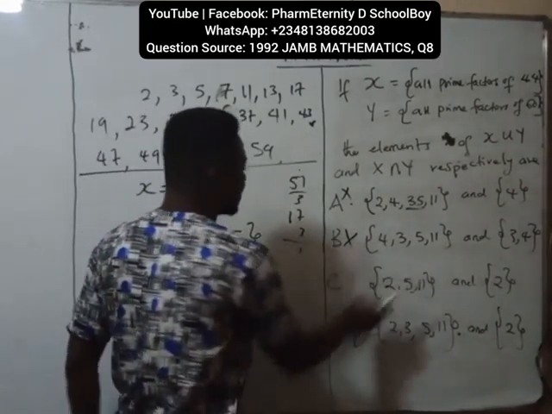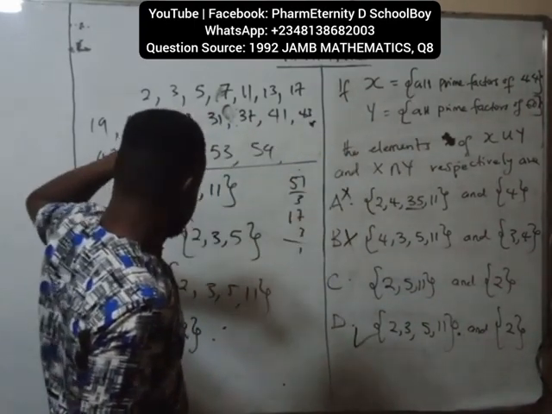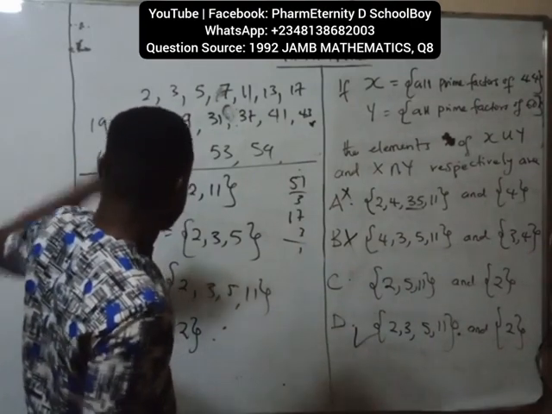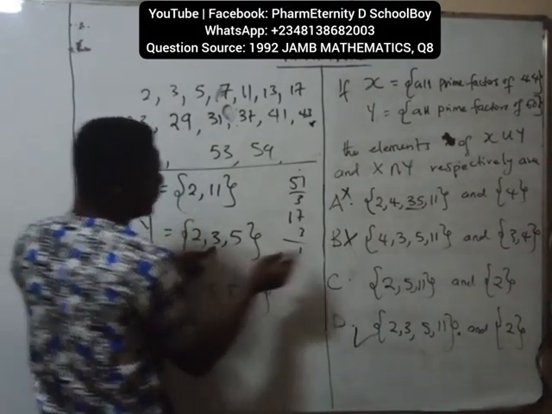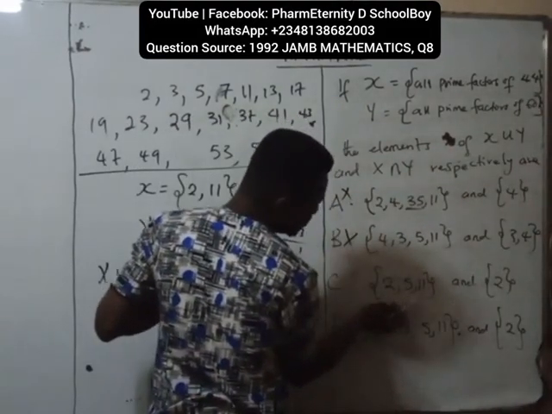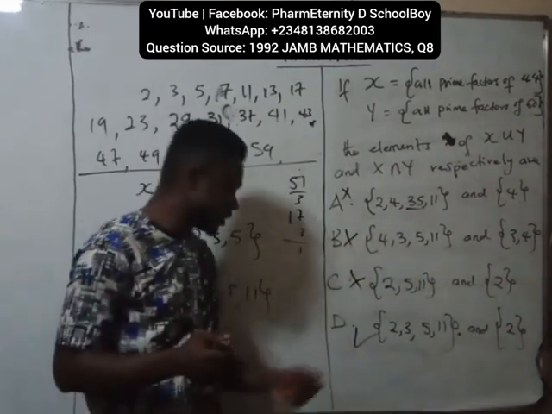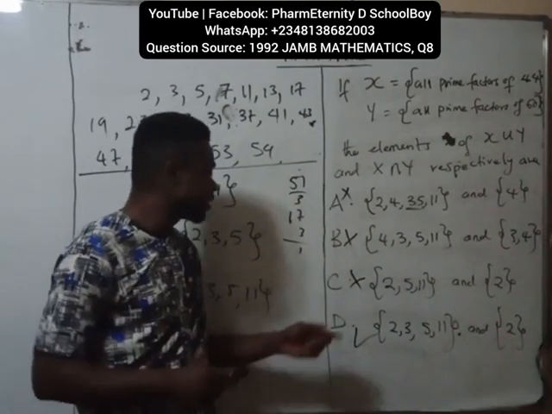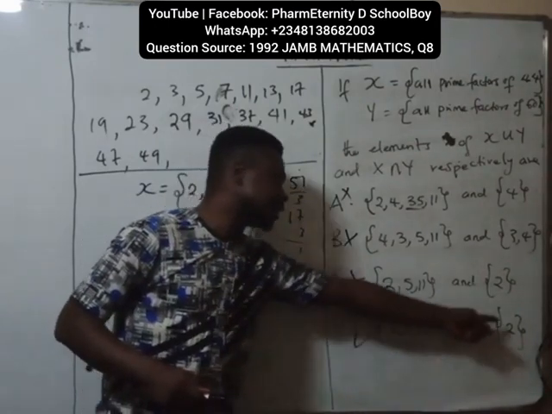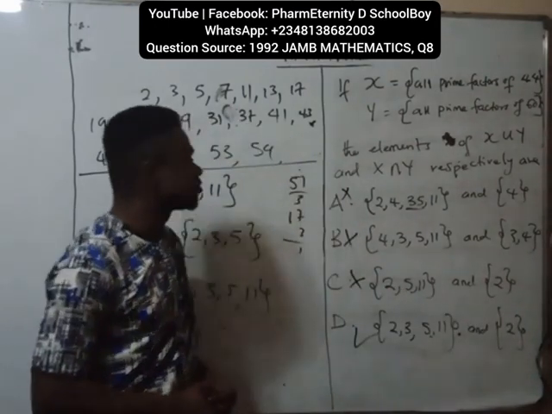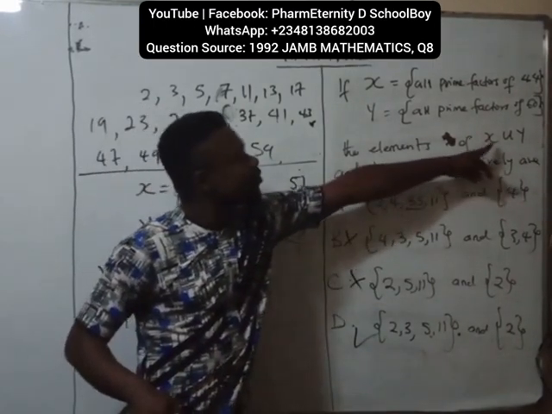This one, 3 is lacking here because 3 is a prime factor. Yes, because this is the union of this and this. So 3 is a prime factor of 60, but they didn't put 3 here. So this has rendered this option wrong. So the answer is D. The answer to this question is D, a set of 2, 3, 5, 11, and the 2 respectively, which are the elements of this and this.